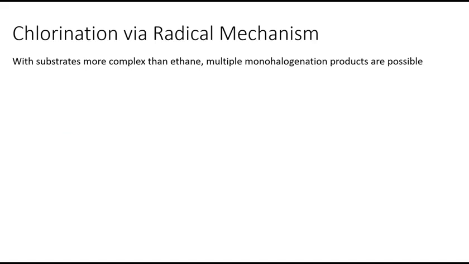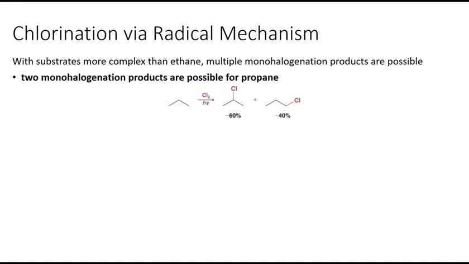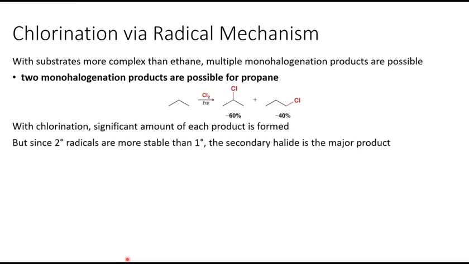Chlorination via radical mechanism. With substrates more complex than ethane, multiple monohalogenation products are possible. 2 monohalogenation products are possible for propane. There's either going to be the secondary alkyl halide that forms or the primary alkyl halide. The secondary alkyl halide forms about 60%, the primary about 40%. With chlorination, there's a significant amount then of each product. But since the secondary radical is more stable than primary, the secondary halide is the major product.